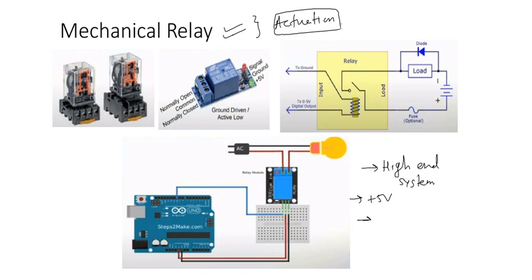The microcontroller does not support that. It will not be able to switch those devices on and off, right? Because we need a 230-volt power supply, which is not possible from this Arduino. So for that, a relay is most often used. There are two kinds of relay: one is the mechanical relay and another is the electronic relay, which we call a solid state relay.